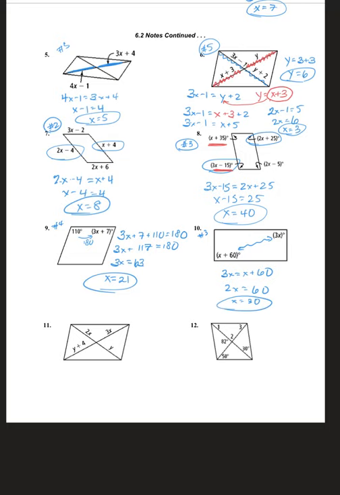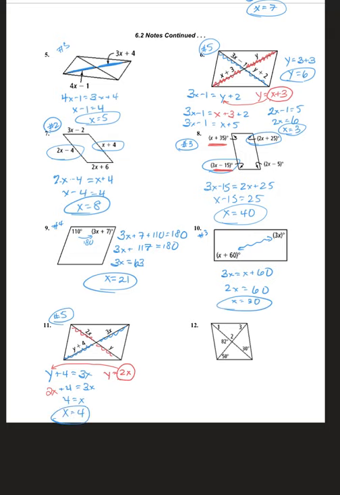Okay, number 11 looks very similar to number 6 up there. So this is using property number 5, your diagonals. So we know that these two pieces have to be equal. So y plus 4 equals 3x. And then we know that these two pieces are going to be equal. So y equals 2x. And I'm going to plug this 2x in for this y. So I'm going to have 2x plus 4 equals 3x. Subtract 2x from both sides, and we get x is 4.